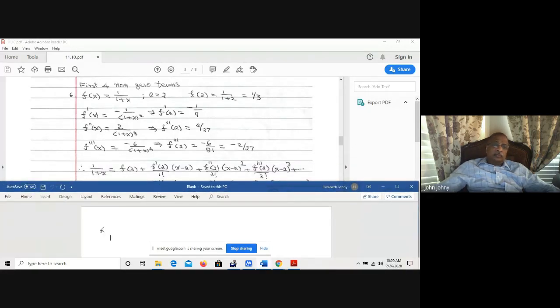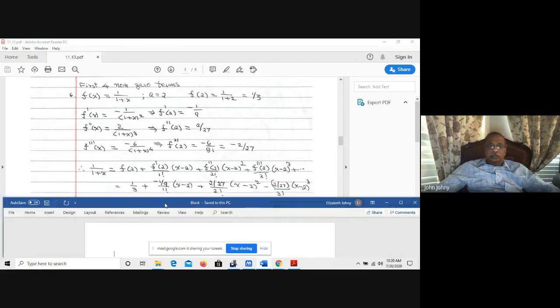So the first 4 terms: 1 over 1 plus x is equal to f of a, which is f of 2, plus f prime of 2 over 1 factorial times (x minus 2), the first formula. This is the Taylor series, not the Maclaurin series. Plus f double prime of 2 over 2 factorial times (x minus 2) squared, plus f triple prime of 2 over 3 factorial times (x minus 2) cubed, and you replace f of 2, f prime of 2, f double prime of 2, and f triple prime of 2.